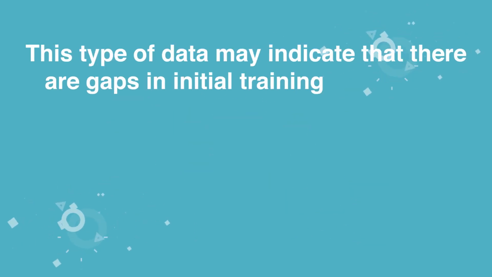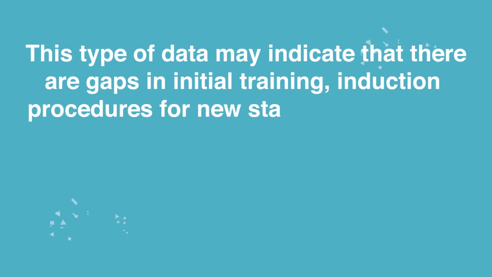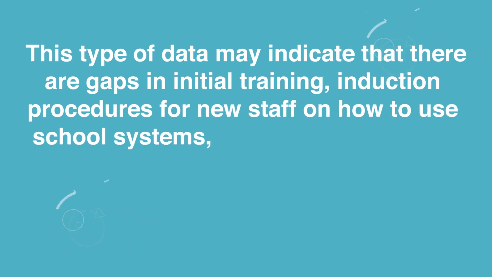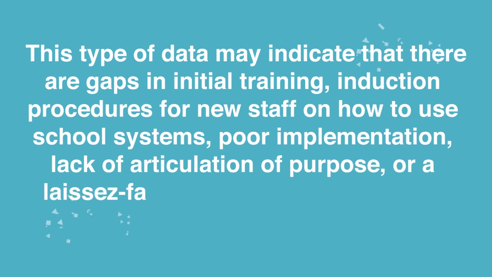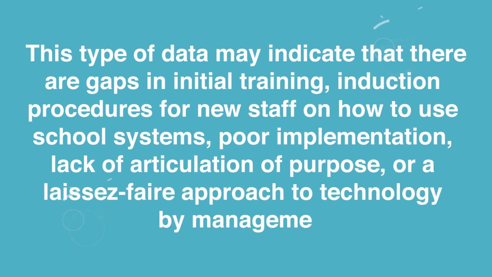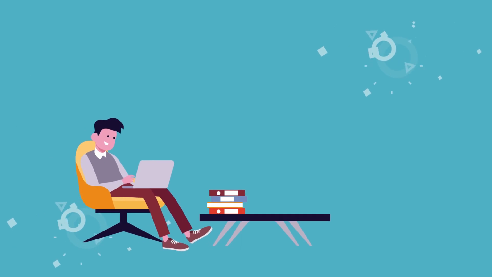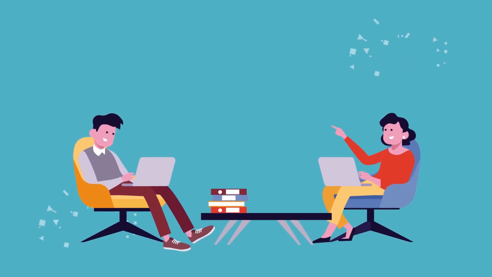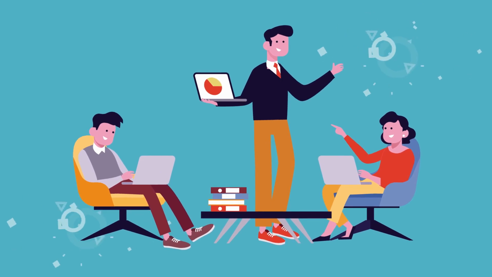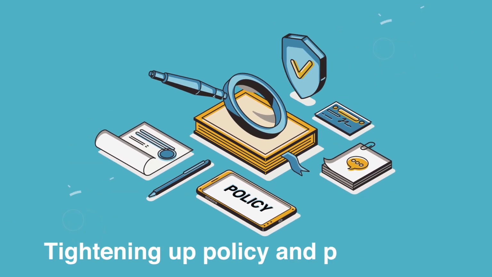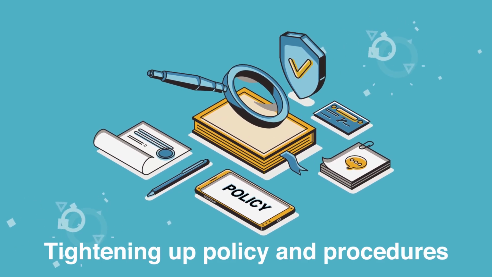This type of data may indicate that there are gaps in initial training, induction procedures for new staff on how to use school systems, poor implementation, lack of articulation of purpose, or a laissez-faire approach to technology by management. In these cases, technology is situated and used, but leadership will be about refocusing, modelling, and defining how current systems are used. Part of this will involve tightening up policy and procedures, and we will deal with this later in the course.